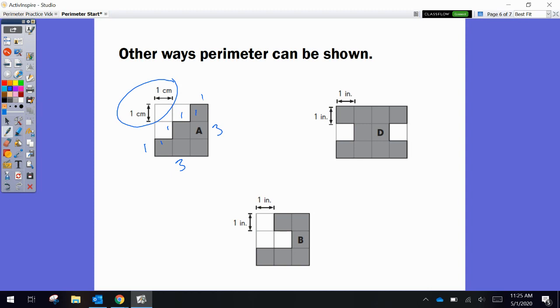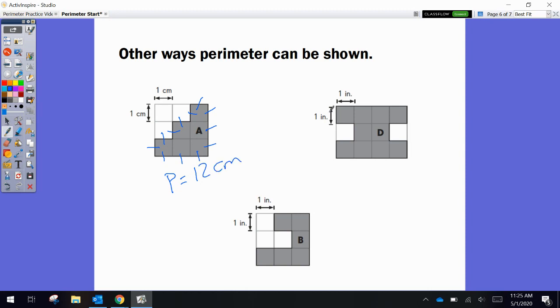However, I feel the easiest strategy on these is really just to count. So you find a starting spot and you just count. Every outside of a square counts as 1 towards the perimeter. So we could say 1, 2, 3, 4, 5, 6, 7, 8, 9, 10, 11, 12. We would say the perimeter of this shape is 12 centimeters.